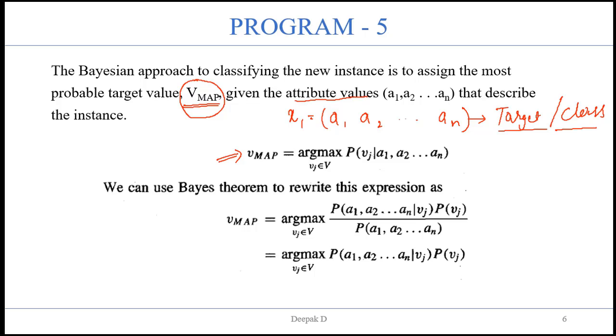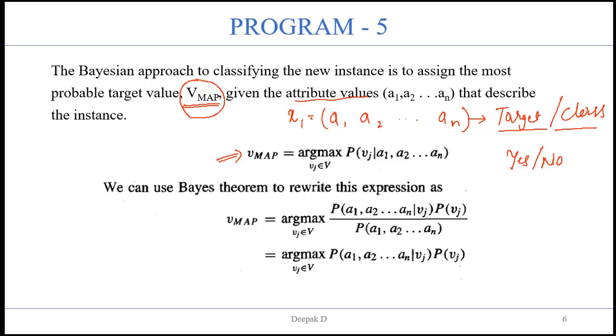As we have already seen in the previous examples, like in program 1 and program 2, there we have studied the concept learning of enjoy sports. There you have two possible outputs: whether the person will enjoy the sport or not. So the target value has two different values, that is yes or no.